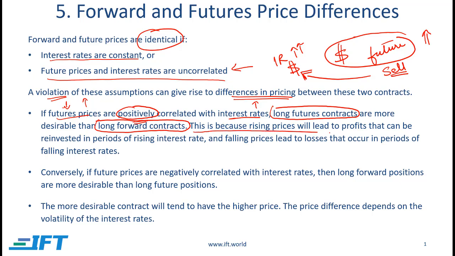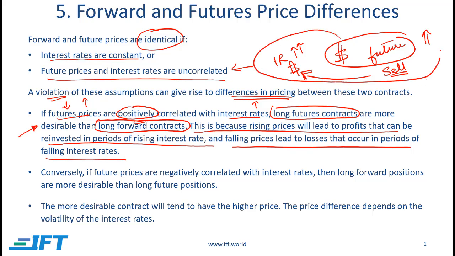This is because rising prices will lead to profits. Rising prices of the future contract will lead to profits that can be reinvested at the higher interest rate. So reinvested in periods of rising interest rates. And falling prices will lead to losses in periods of falling interest rates. So naturally you don't need to take your money out and reinvest at a lower interest rate. So then you can just hold your loss. But the more important point over here is that if it goes up, then your price will go up. You can book your profit and invest the money from the contract and the profit into a higher interest rate.